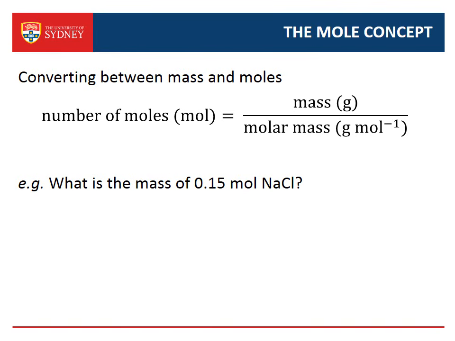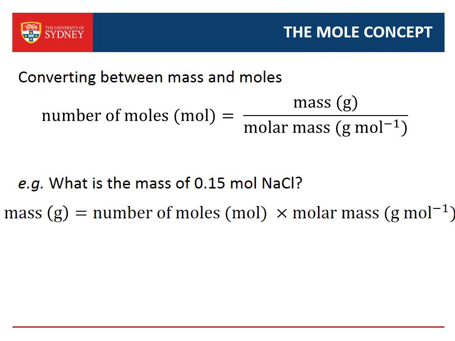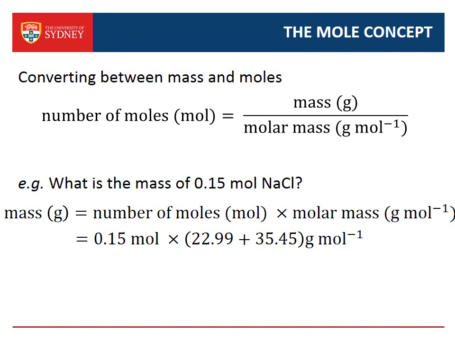Let's have a look the other way round. Using the same equation, we can calculate the mass of 0.15 moles of sodium chloride. Now we need to rearrange our equation, so mass equals the number of moles times the molar mass. Let's take a look at the units. You can see that moles cancel each other out, and now we have grams on each side of the equation. We can substitute in our 0.15 moles of sodium chloride and our molar mass of sodium chloride, and that gives us 8.8 grams.